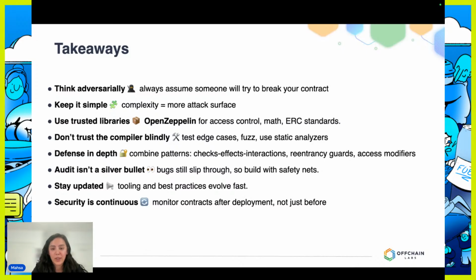The takeaways from my talk, which I want to go through briefly, is that security is not a one-time thing. You have to always think like an attacker when you're writing your code, and you have to keep your code simple, because remember, more complexity extends the attack surface. Don't try to overdo things. Instead of creating complicated libraries which can increase the attack surface, try to use trusted libraries like OpenZeppelin. And remember that an audit is great, but it's not a silver bullet. There can always be bugs in the contract. So you have to always build with safety and be careful.